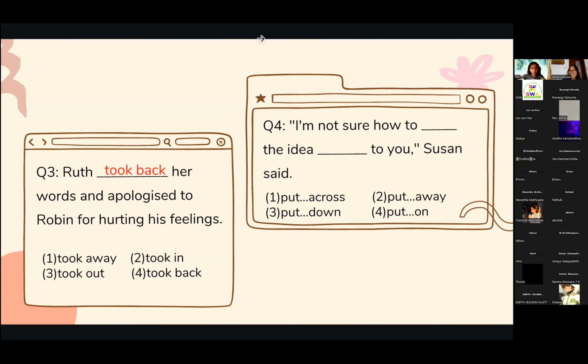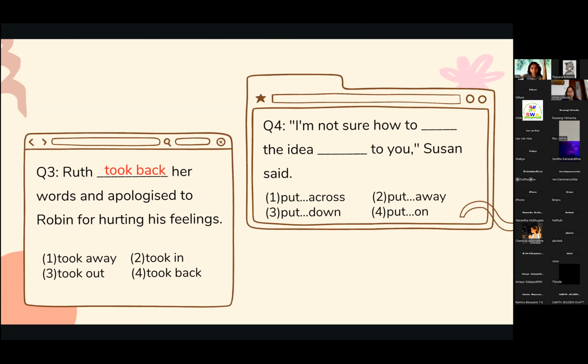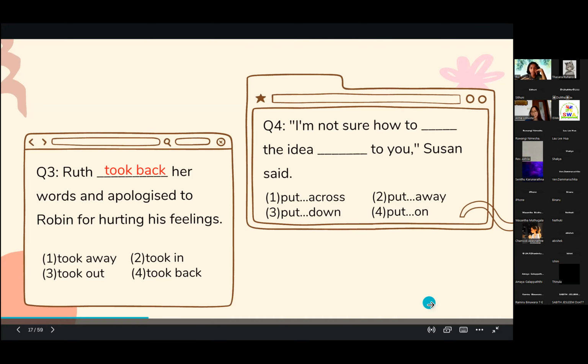Okay, maybe I'll try calling some people out, but if you're not comfortable with reading, then it's okay. Is there a Shakya? Do you want to try reading? No? Okay, never mind. I see a lot of people raise their hands, so I'll just ask one of you instead. Situni, do you want to read question number 4? I'm not sure how to blank the idea blank to you, Susan said. You all type your answers now.